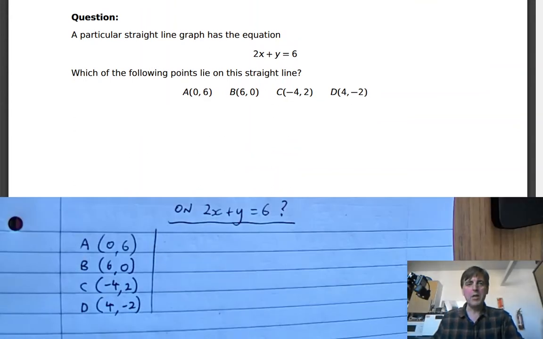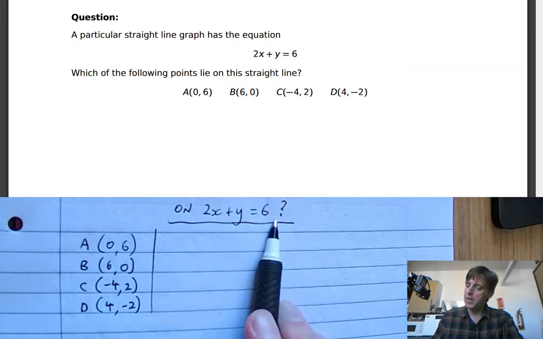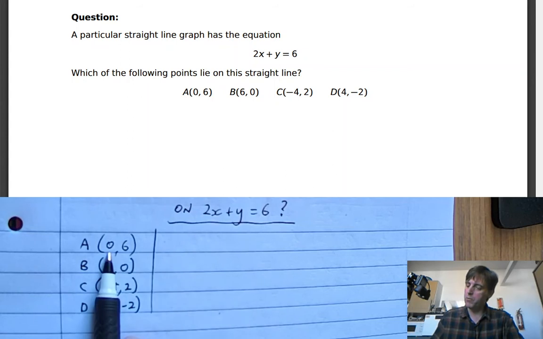Okay, so are you familiar with how the algebra and the graphs match up with each other here? Let's see if we can go through this one. So the equation of the line is given here. All we need to do is take the x as the x coordinate and the y as the y coordinate and see if it matches up with the equation, see if the equation is true.